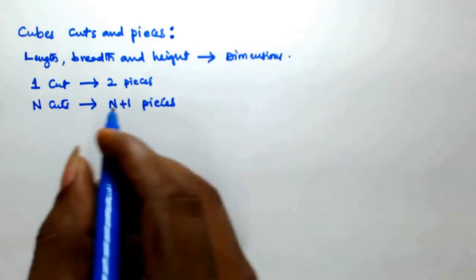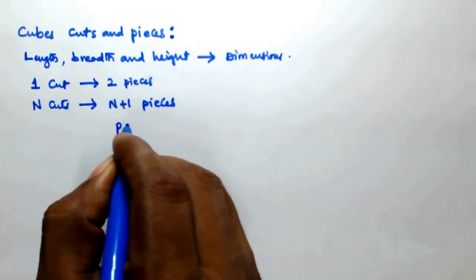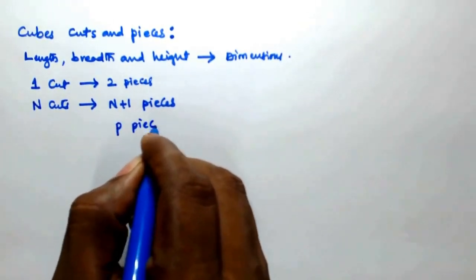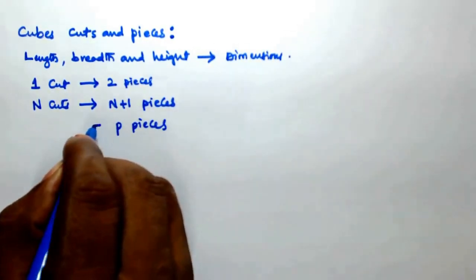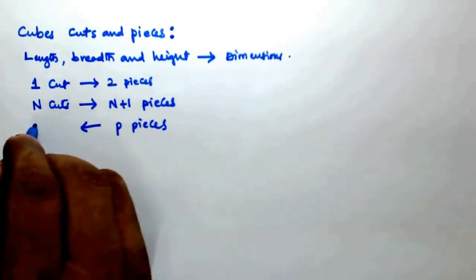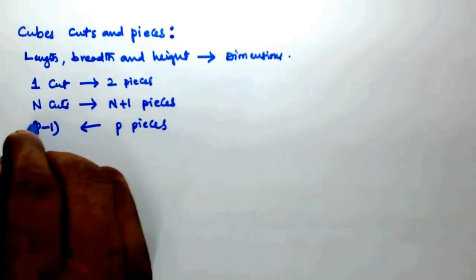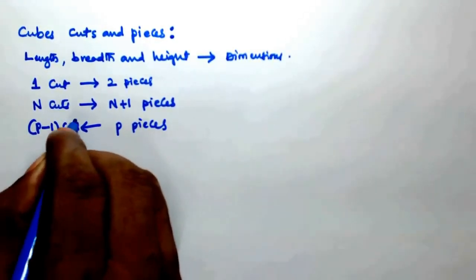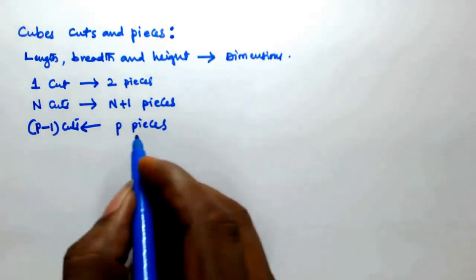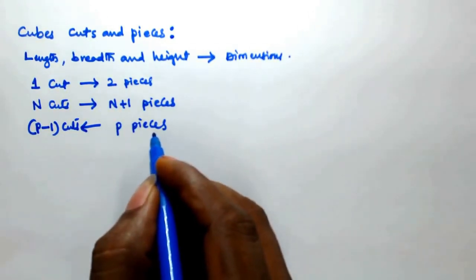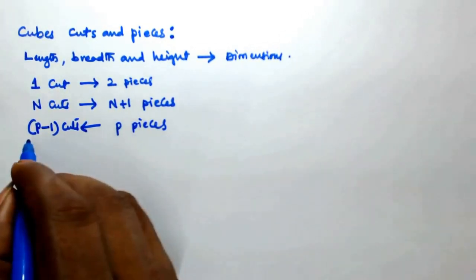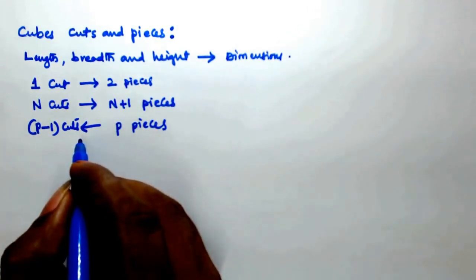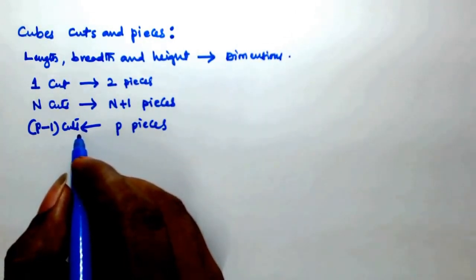For example, if we need p pieces, then what we actually need to do is make p minus 1 cuts. We need to make p minus 1 cuts. So if we need p pieces of a cube, we need to make p minus 1 cuts. Okay, so I hope this is all clear.